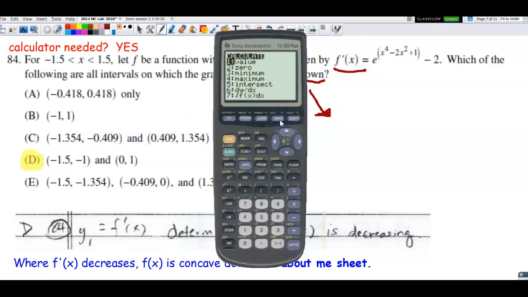So I'm going to do a second calc. I'm going to select number 3 for minimum. I'm going to left bound that thing. In other words, the cursor has to be on the left of what I think the minimum is. Enter. And then on the right of what I think the minimum is. And then enter, enter. And even though it's negative 0.9999999, it's really trying to tell me that that's the x value of negative 1. So just based on that, I can select letter D.